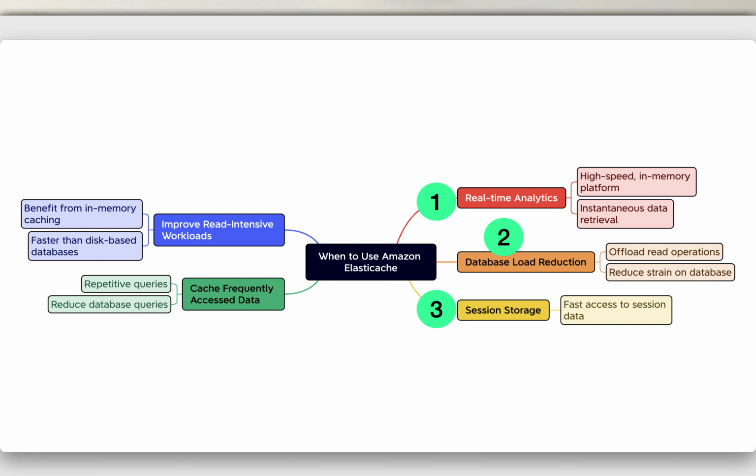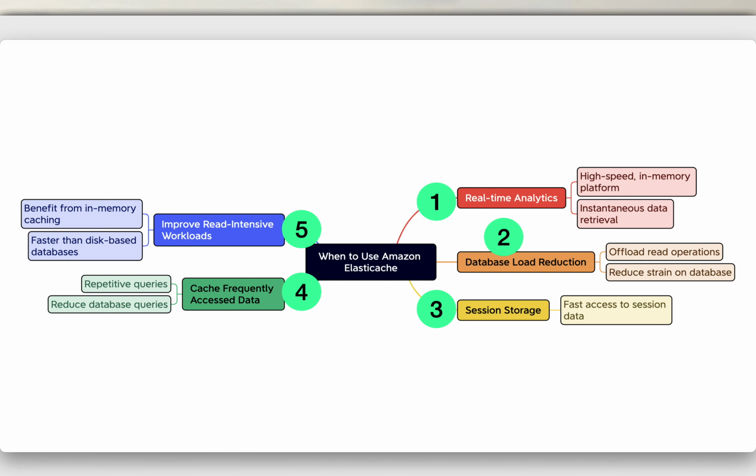3. Session storage. It provides fast access to session data, making it suitable for applications where user session information needs to be stored and retrieved quickly. 4. Cache frequently accessed data. For applications with repetitive queries or frequently accessed static data, caching this data can speed up access and reduce database queries. 5. Improve read-intensive workloads. Workloads that have a high number of read operations benefit from the in-memory caching, which serves data much faster than typical disk-based databases.